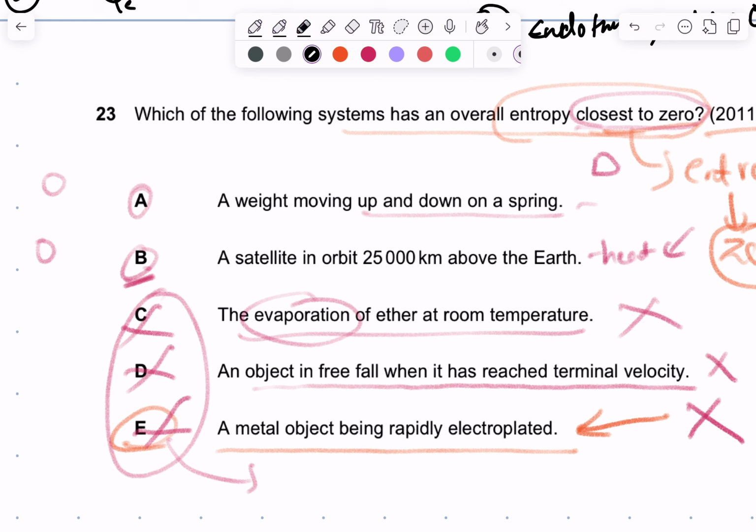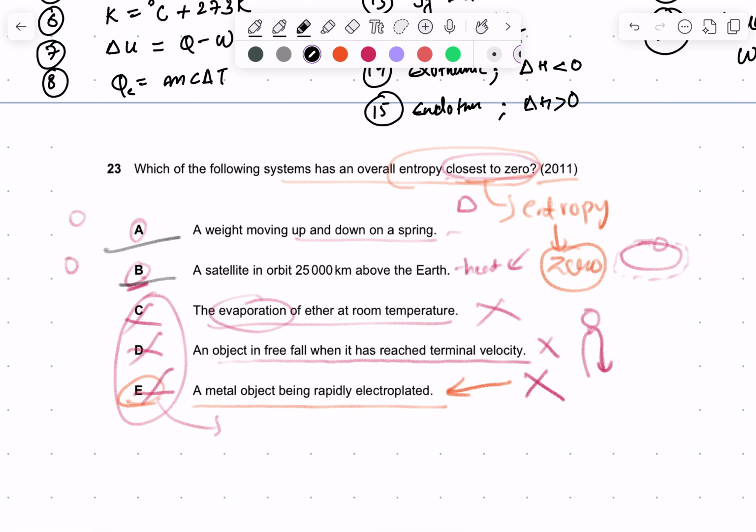Sir, beta or alpha? Alpha. Do you have any specific reason for this? Not specific, but I think the system, Earth and the satellite, is way bigger than the spring. Yeah, so there will be good.